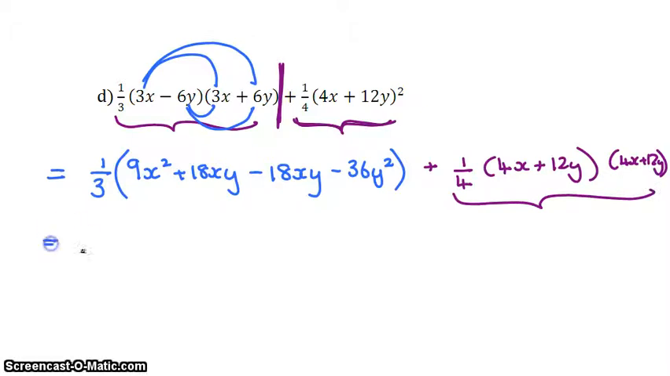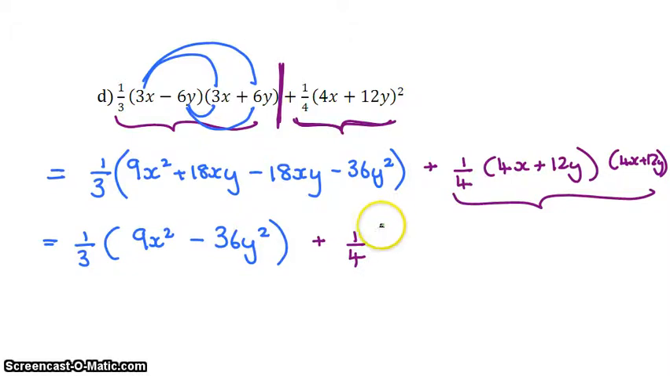Now, focusing on the first term again, I'm going to first collect up like terms. So I've got 9x squared, 18xy minus 18xy. I've already thought of the fact that they're going to cancel, and I've got minus 36y squared. Now, the second term was almost exactly identical in terms of how I'm going to approach it.